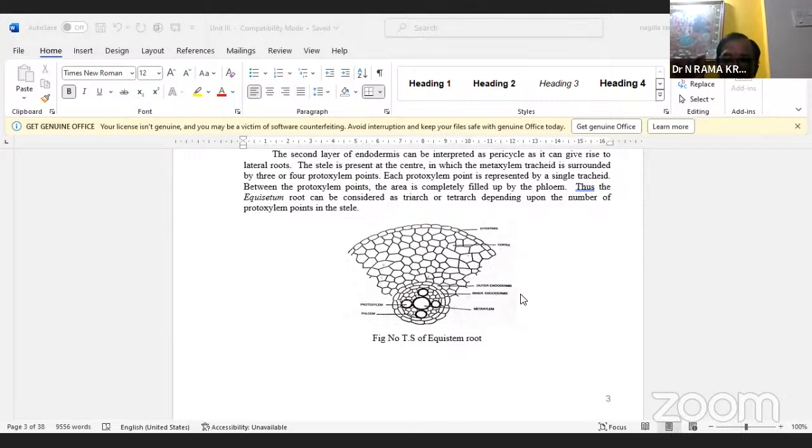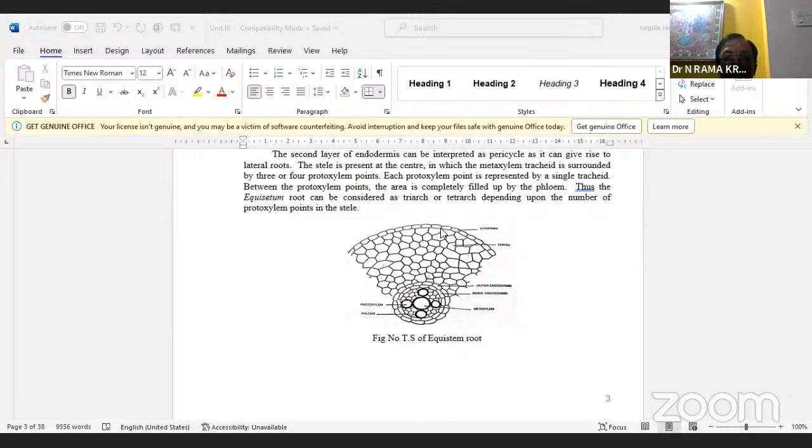Sir, what is epidermis? Epidermis is a single, outermost layer. Some of the epidermal cells bear root hairs, hair-like structures. Okay, now you see here, it is a single layer, there are no intercellular spaces, it is the outer layer, and the epidermal cells contain some hair-like structures also. And next one is the cortex.